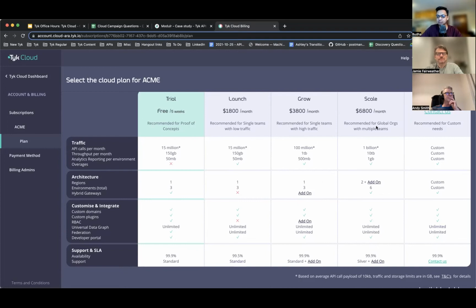Finally, we've got our Scale plan, where we are looking at global organizations across multiple teams that might be interacting with Tyk Cloud and looking to manage API calls in the billions.